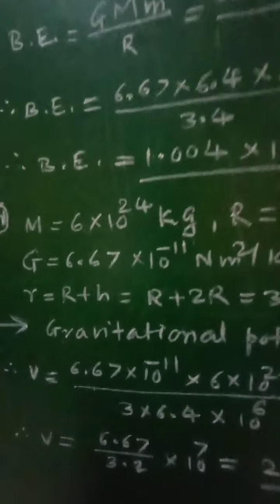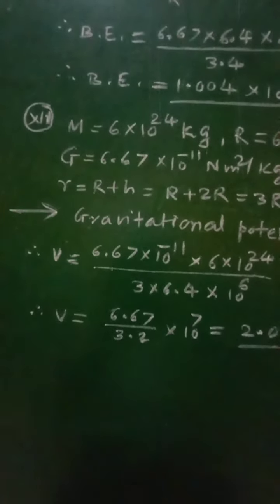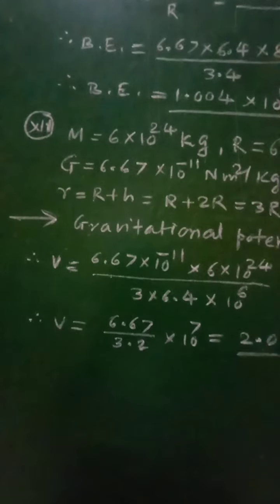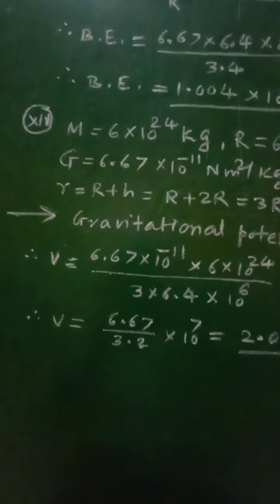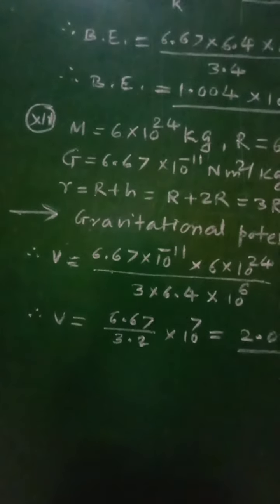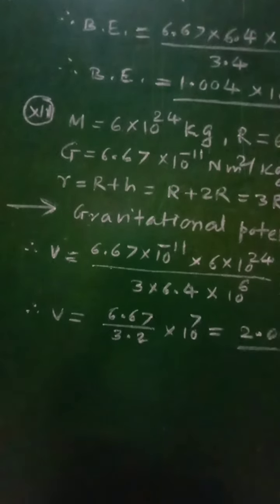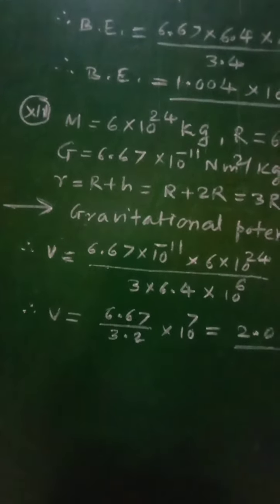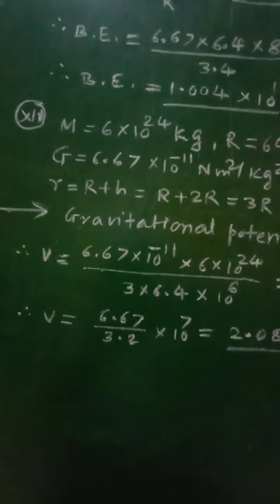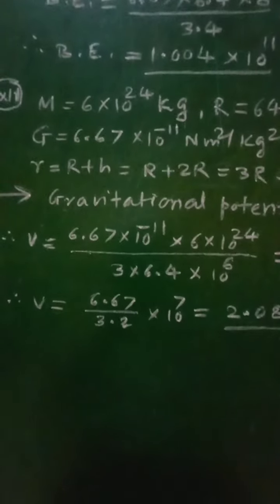And then we will go for next numerical, that is numerical number 12, which is given as: what is the gravitational potential due to the earth at a point which is at a height of 2 RE above the surface of the earth? Mass of the earth is 6 into 10 raised to 24 kilogram. Radius of the earth is 6400 kilometer, and gravitational constant G is equal to 6.67 into 10 raised to minus 11 Newton meter square per kilogram square.